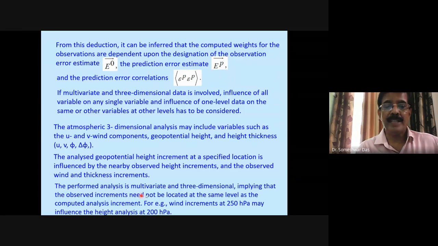The performed analysis is multivariate and three-dimensional, implying that the observed increments need not be located at the same level as the computed analysis increment. That is, for example, wind increments at 250 millibar may influence the height in analysis at 200 millibar. See, this is trying to just mimic the nature as much as possible as it happens in reality. That means the wind increments at 250 millibar can influence the geopotential analysis at 200 millibar.